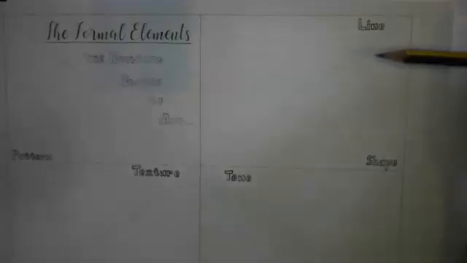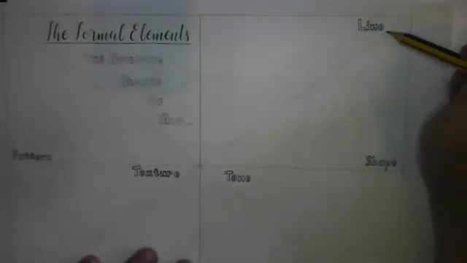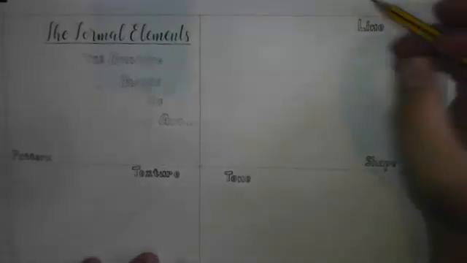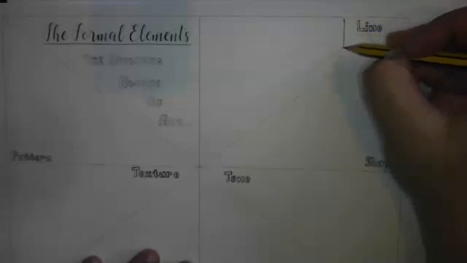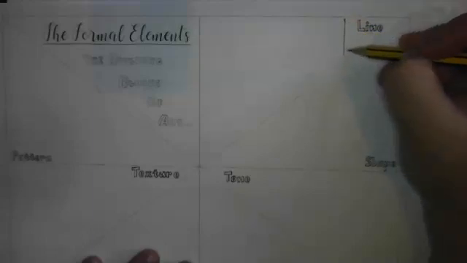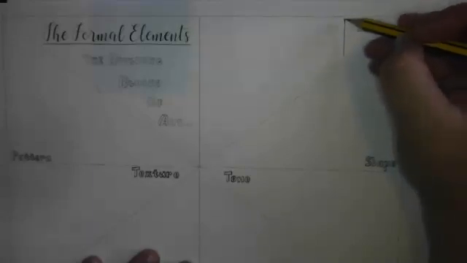Okay, so the first formal element that we're going to look at is line. A line is the path left by a moving point. So a line can take many forms. It can be a skinny, light line. There we go, I've just done a lighter one. It can be a skinny, dark line by adding more pressure.